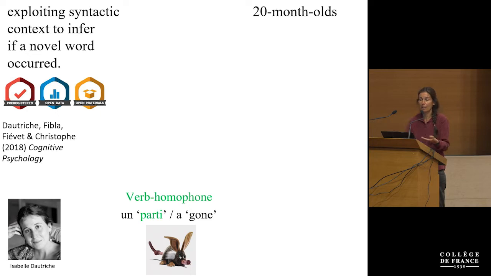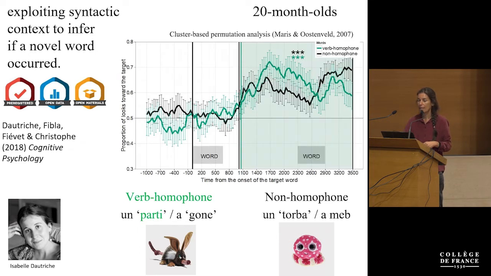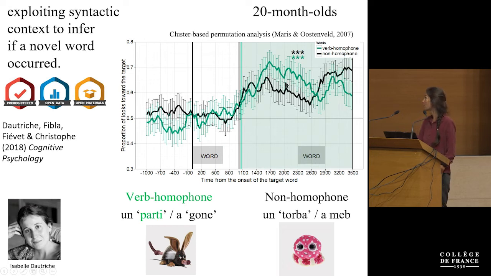So she did that directly. She said, okay, I'll take a verb that they know really well. This is parti, it means gone. Okay, they know that. And I'm going to teach them that this little animal here is called un parti. And the control one was something that doesn't sound like anything in French, un torba. And you see here again that they learned this really well. So that's the proportion of look to target, and this is time. You see the word is presented here once, then a second time. And in both conditions, they're very good at looking at the correct word.